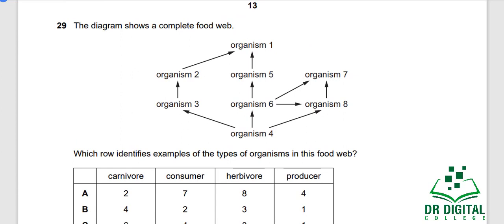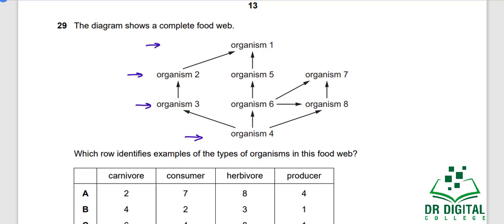In question 29, the diagram shows a complete food web. Okay, so organism 4 and these are the producers, these are herbivores, these are carnivores, these are top carnivores. Which row identifies the examples of the type of organisms in this food web?